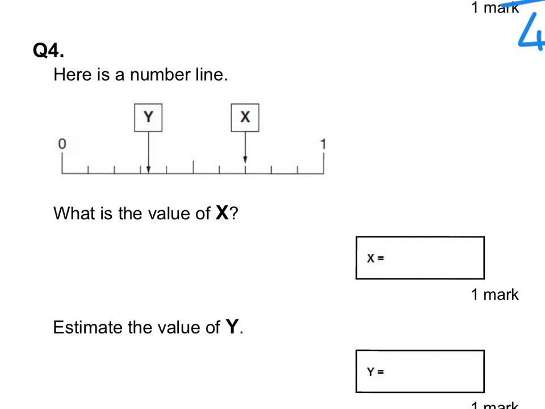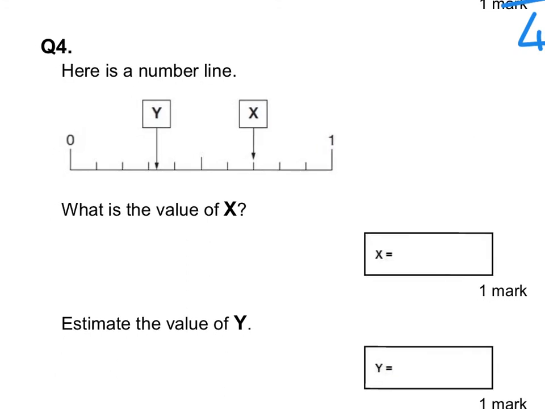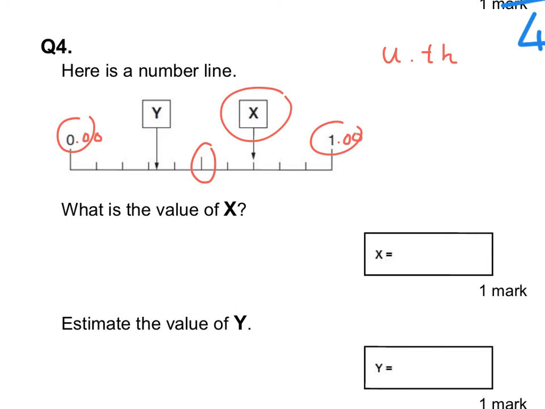Here is a number line, what is the value of x? So a bit like last week when we had our algebra, x just stands for a missing number. Clues we've got is we've got 1 at this end, we've got 0 at this end, and we've got this one that's slightly bigger, which is the halfway point. And we should know that we have our units column, we have our decimal point, we have a tenths column and a hundredths column when we've got a number. So we've got 0, or 0.00 over here, we've got 1.00 over here.